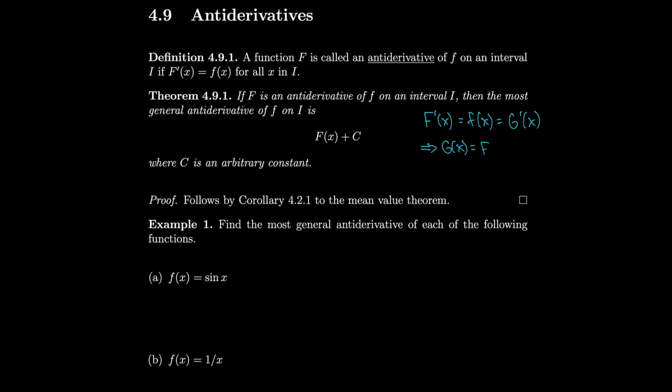We said that G had to equal F of x plus c, which should make sense because if you take the derivative of both sides, you get G prime equals F prime. The derivative of the constant is just 0. So we can see that in general, if we take the derivative of any function plus a constant, the constant gets eliminated, and we get the derivative that we wanted. So we can add anything to it.